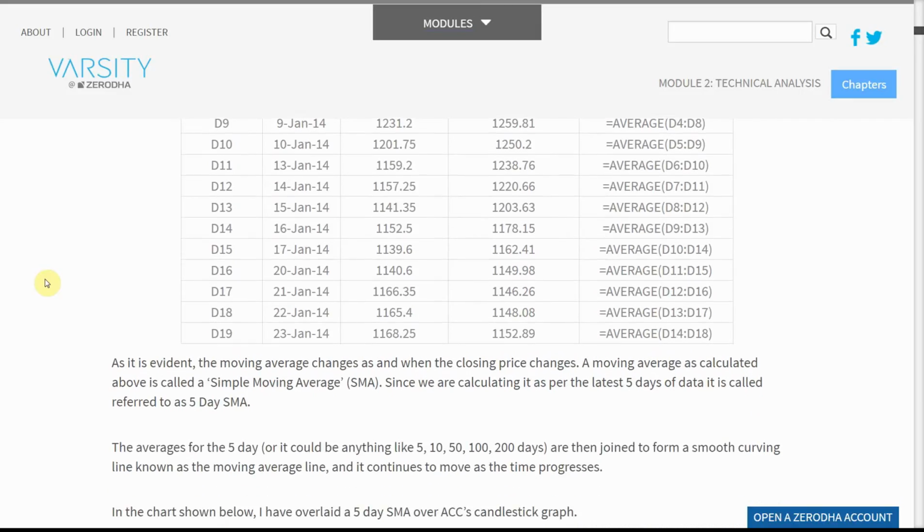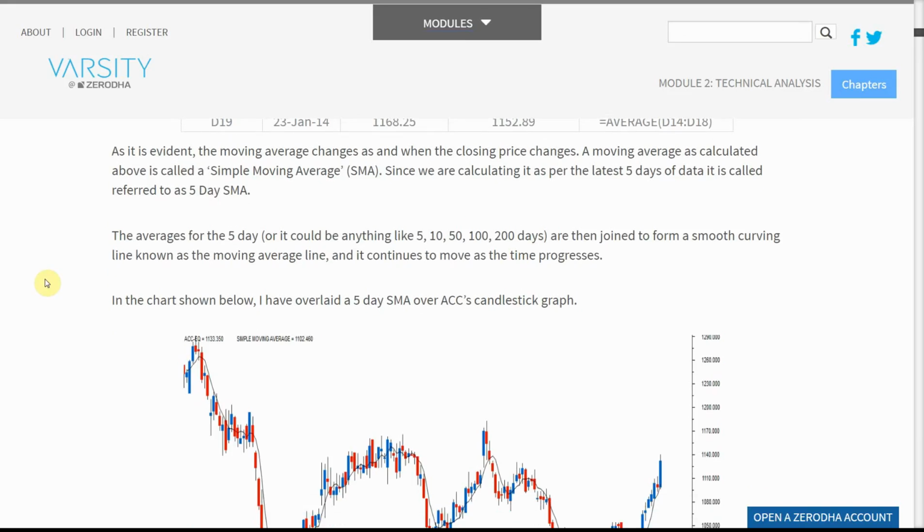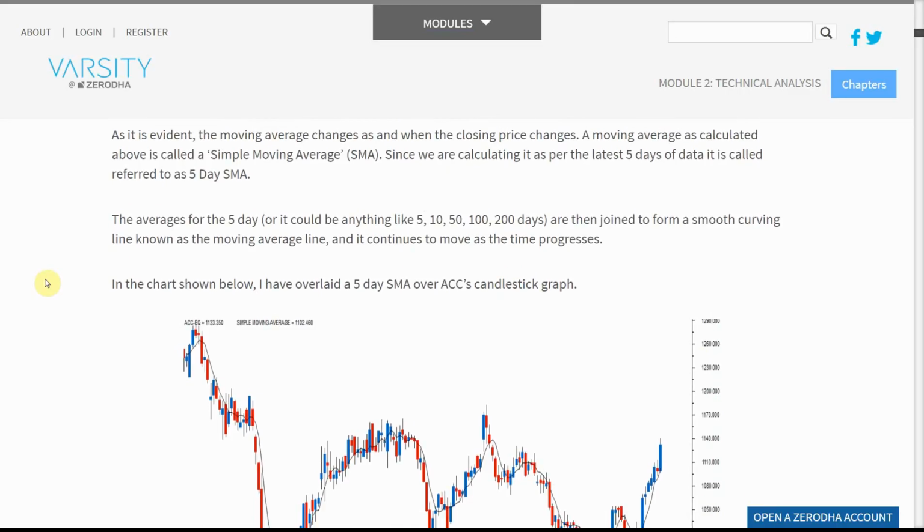As it is evident, the moving average changes as and when the closing price changes. A moving average calculated as above is called a simple moving average, SMA. Since we are calculating it as per the latest 5 days of data, it is referred to as a 5-day SMA. The averages for the 5-day, or it could be anything like 5, 10, 50, 100, 200 days, are then joined to form a smooth curving line known as the moving average line. And it continues to move as time progresses.